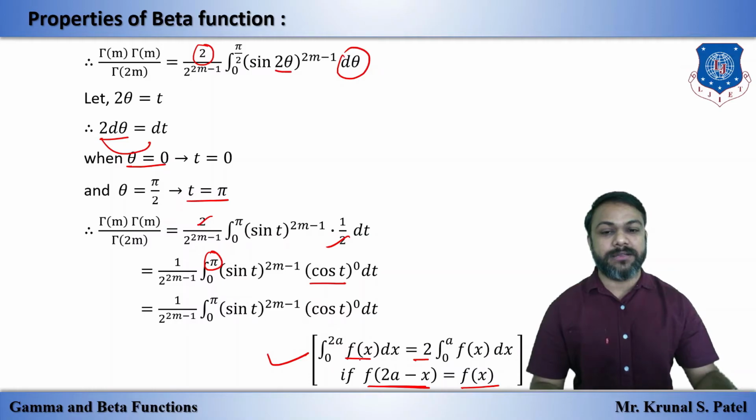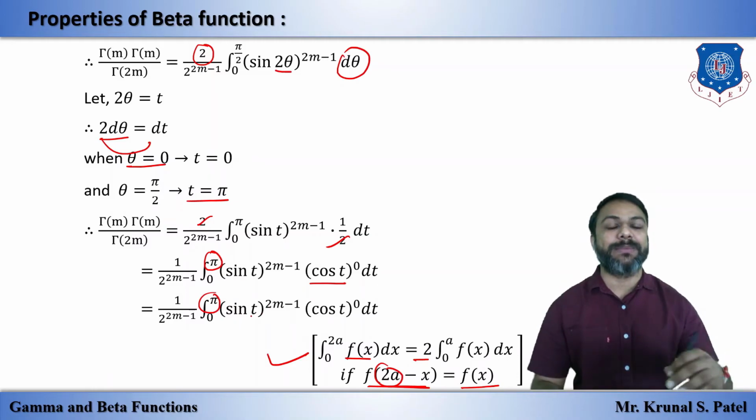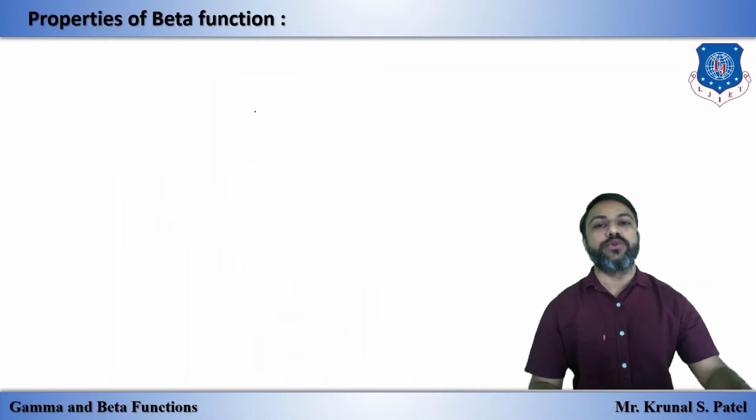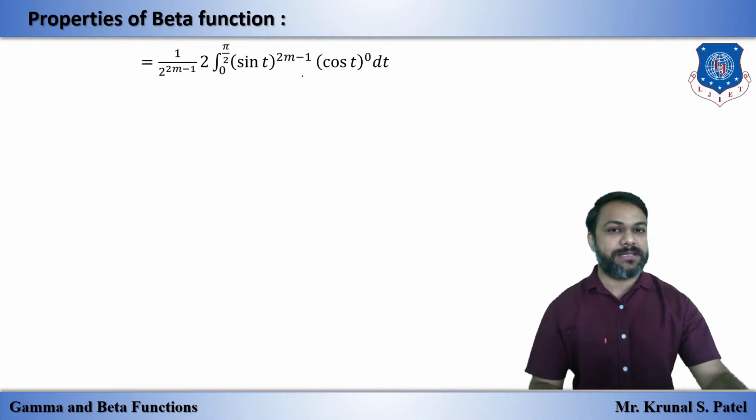Here we have 2a is pi, and we know that sine(pi minus t) is sine t, because pi minus t is in the second quadrant. In the second quadrant, sine is positive, so it is sine t. So we can use the limits 0 to pi by 2.